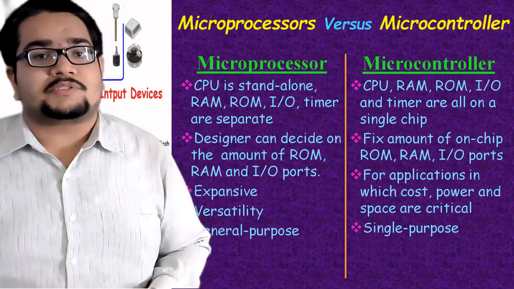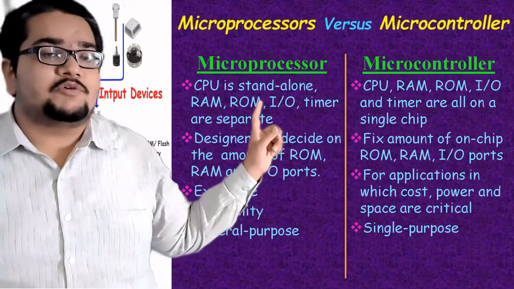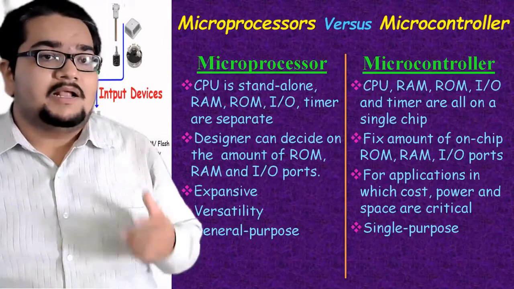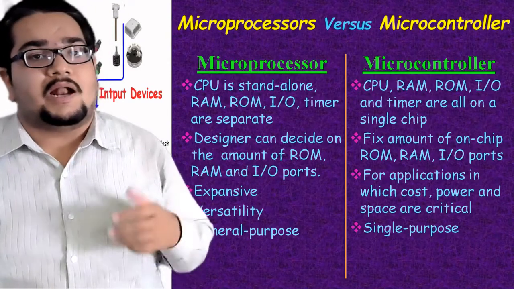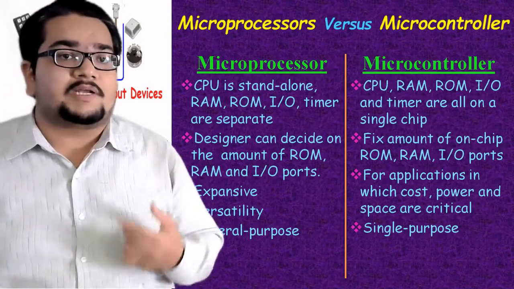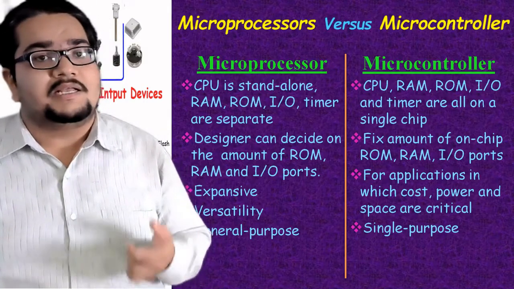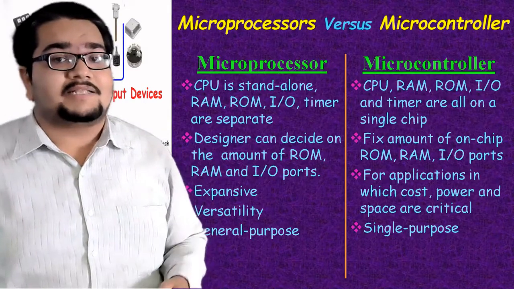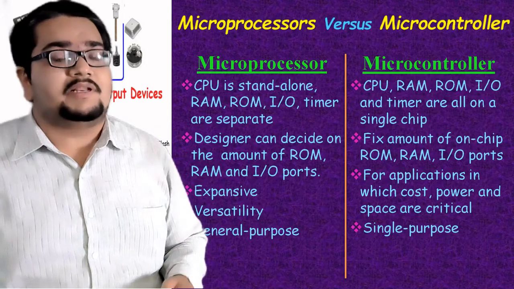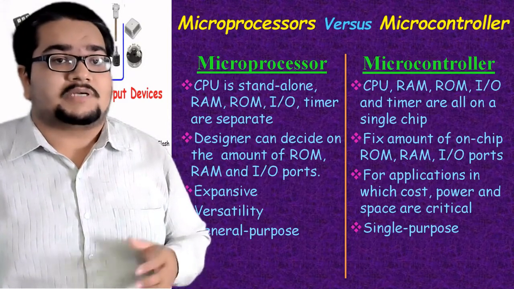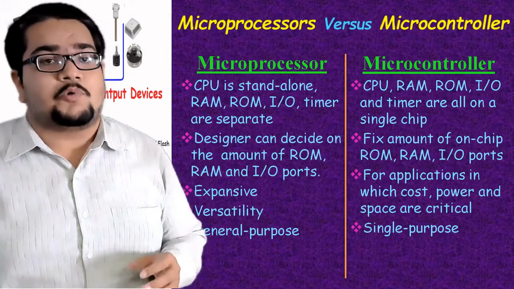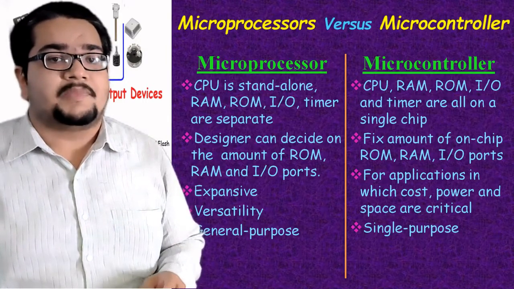In a microprocessor, we know it's a single CPU standalone IC, which has only the ALU and the control unit, and all the other peripherals have to be interfaced externally to work as a complete system. Whereas in the 8051 microcontroller, all these peripherals, that is memories, input output ports, timers, and serial communication port, are available on a single chip.